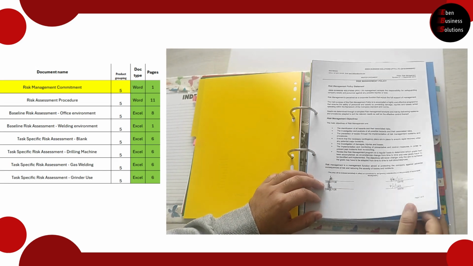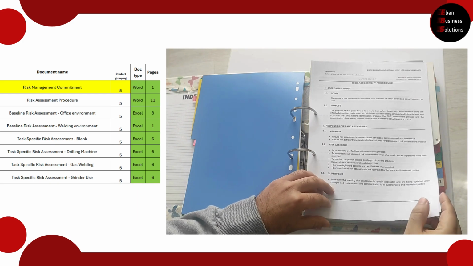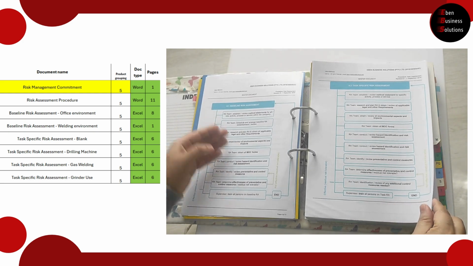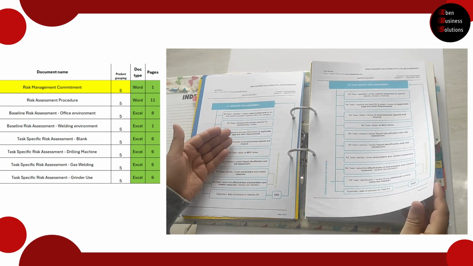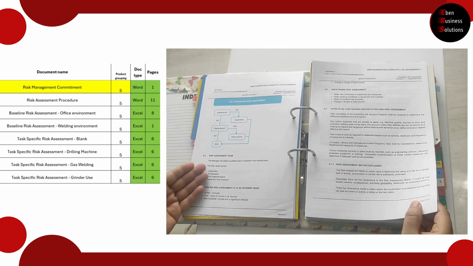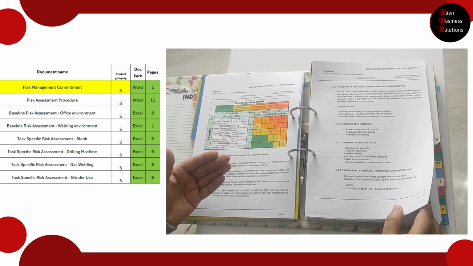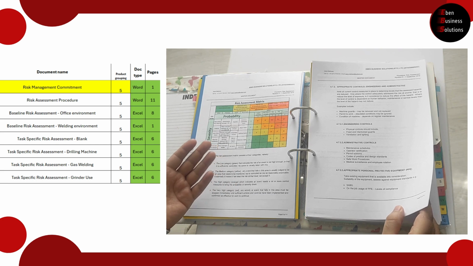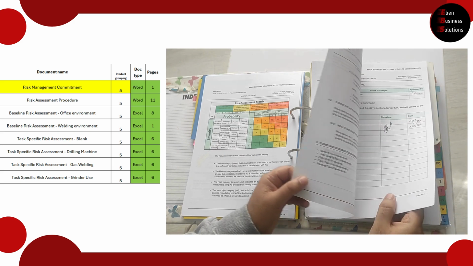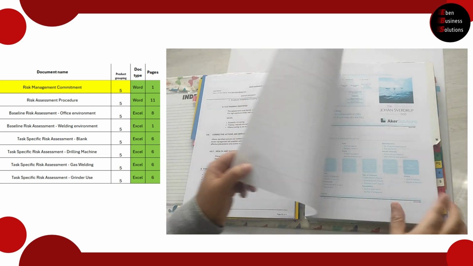The next section is the risk management policy, which needs to be signed by the directors, and you have the risk assessment procedure, who's responsible, definitions, baseline risk assessment, task-specific risk assessments, and continuous risk assessments. This is the risk matrix that you use to objectively measure the risk of a task and the consequences or the hazards that the employee can be exposed to. And you can see it's also been signed off.